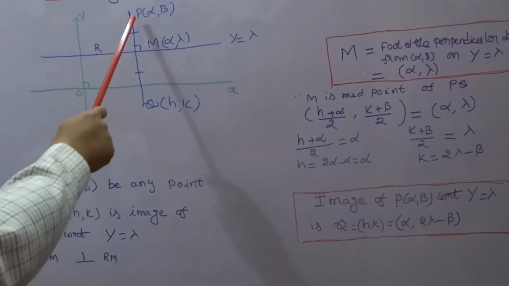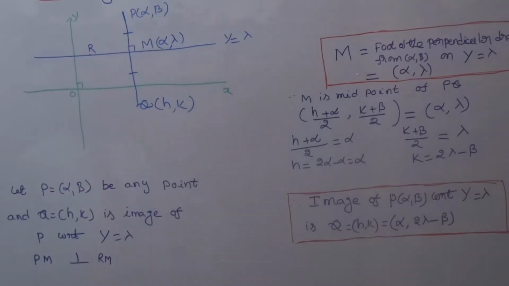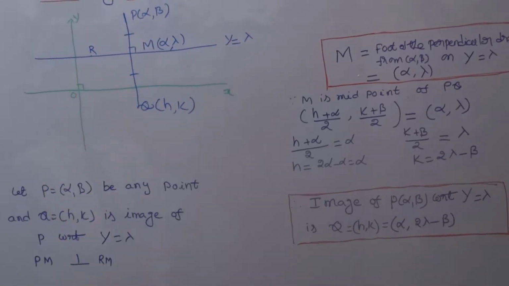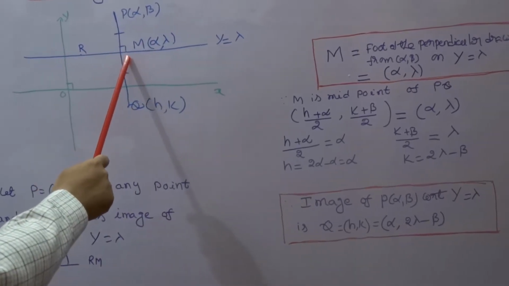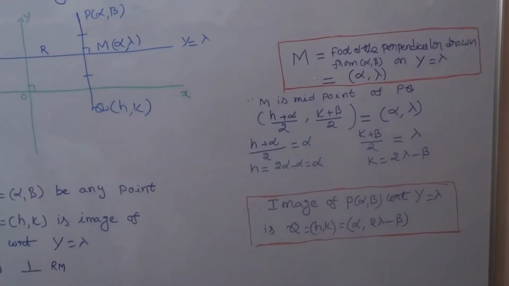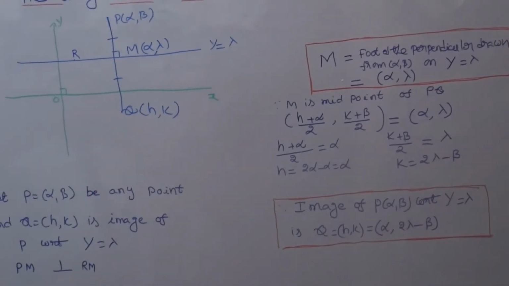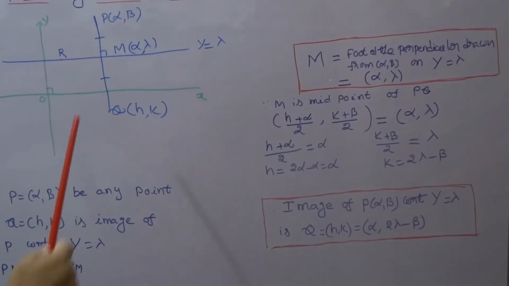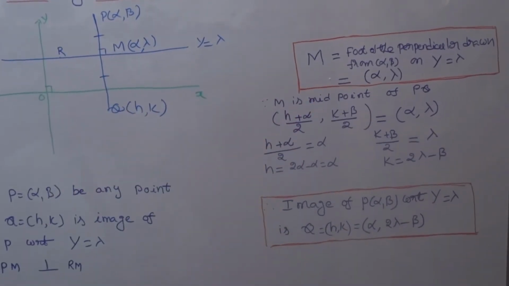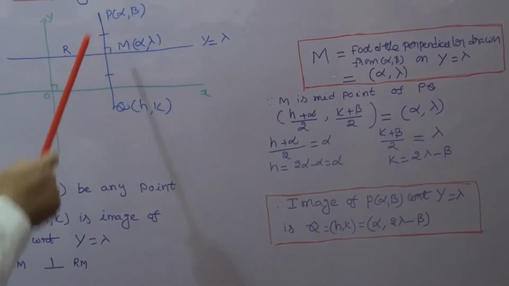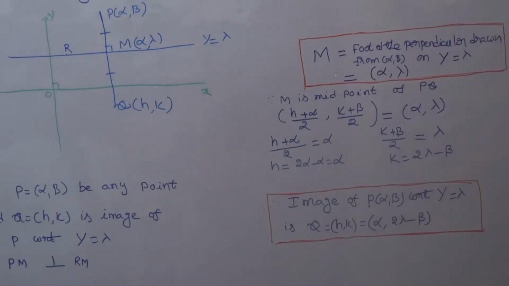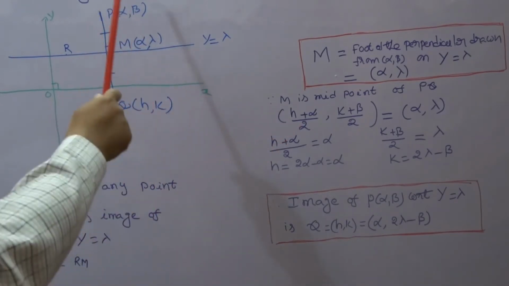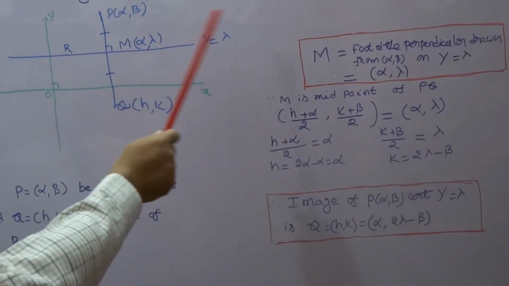Now, PM is perpendicular to the line, that means y is equal to lambda. Therefore, M is the foot of the perpendicular drawn from the point (alpha, beta) on the line y is equal to lambda. Therefore, the foot of the perpendicular M is equal to (alpha, lambda). Since M is the midpoint of PQ, using the formula (x1 plus x2)/2, (y1 plus y2)/2, we get ((h plus alpha)/2, (k plus beta)/2) is equal to (alpha, lambda).